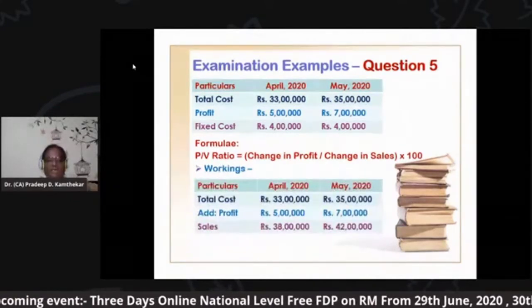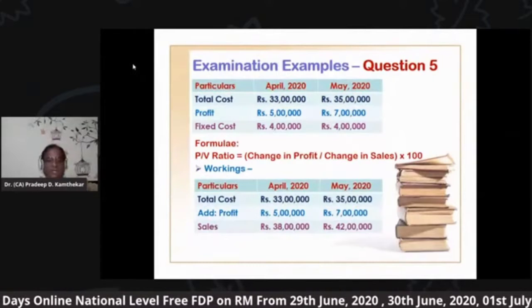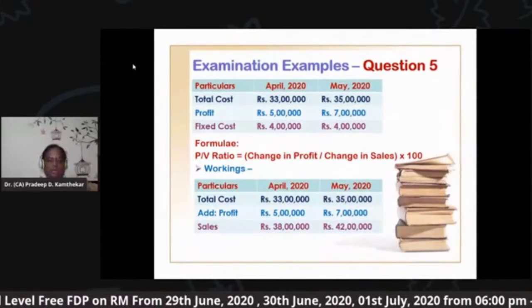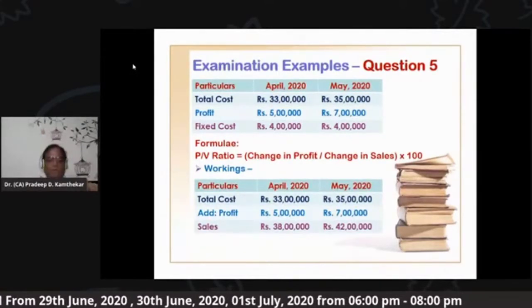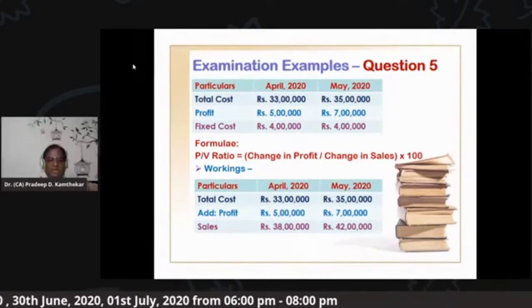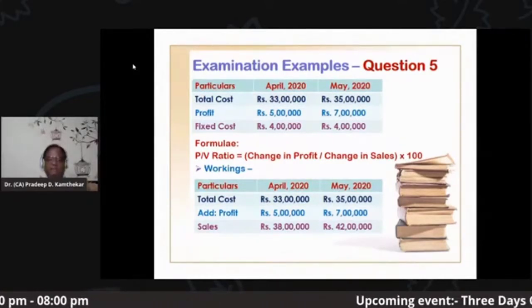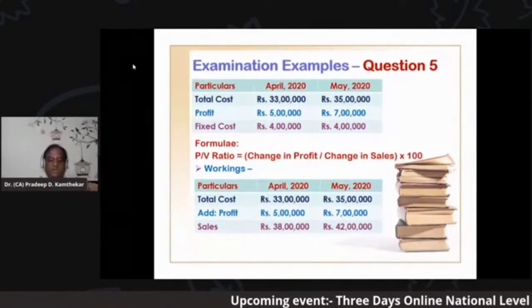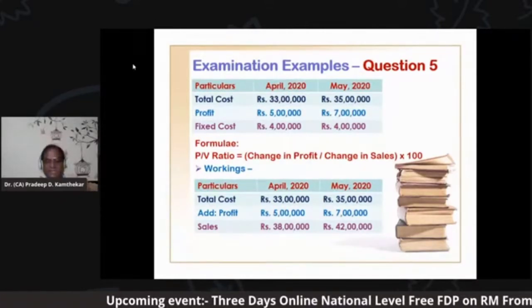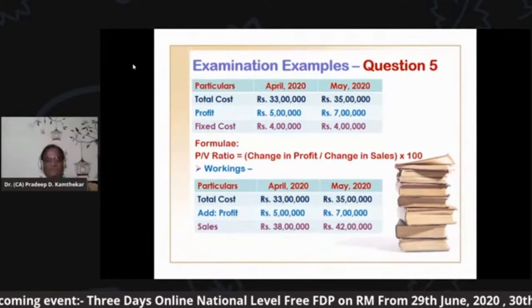Now see, that problem given I have converted in the working. So total cost and total profit I have added, and the last column I have prepared is sales. So the third column line is sales of April and May. So sales of April 30 lakhs, sales of May 40 lakhs. There's increase in the sales by 4 lakhs.